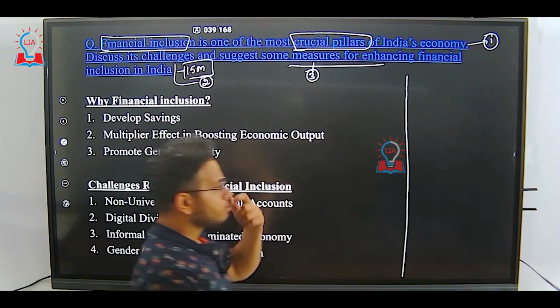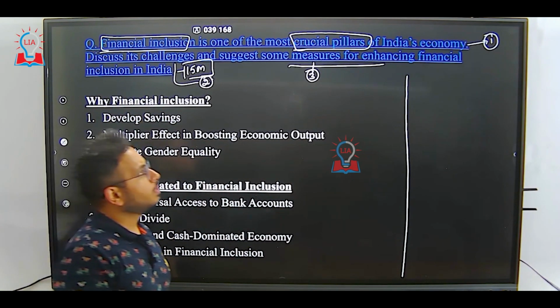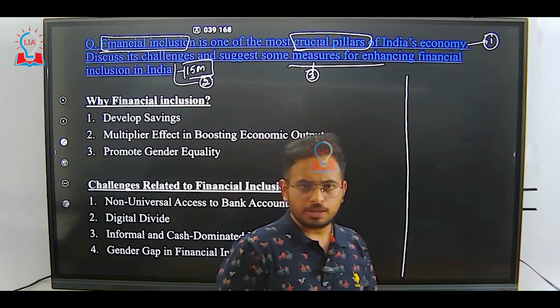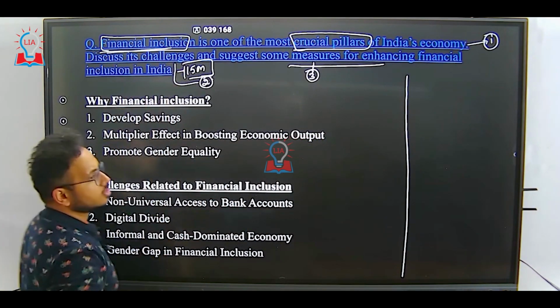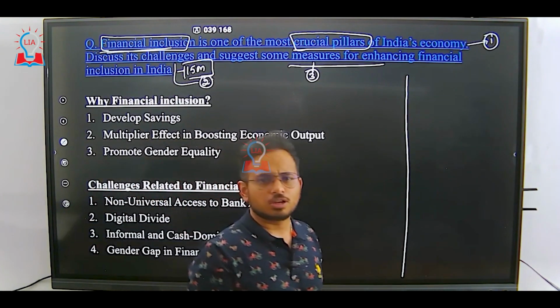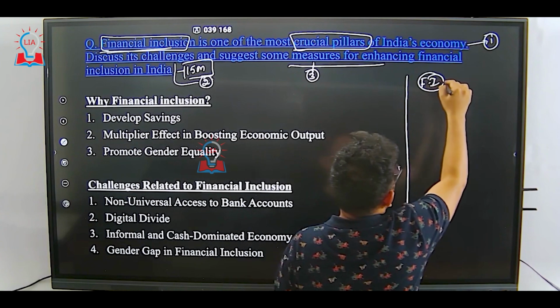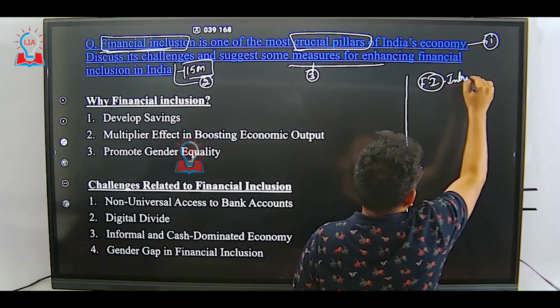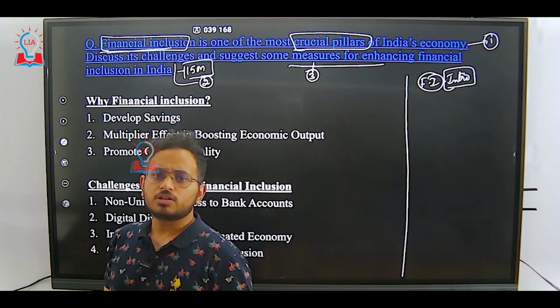First, let's talk about how financial inclusion is one of the most crucial pillars of India's economy. In order to understand this, the first thing we need to know is what is financial inclusion. So this can be your introduction. In the introduction, you can define financial inclusion. So how do you define financial inclusion?